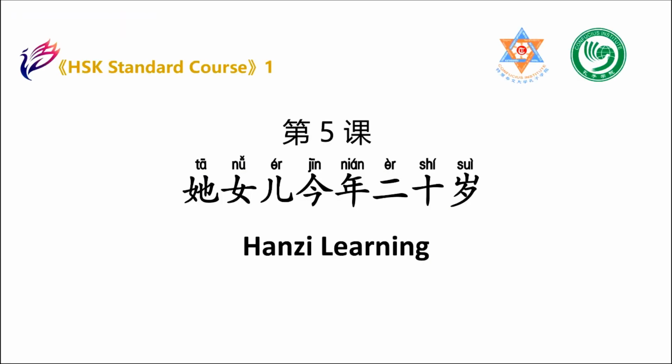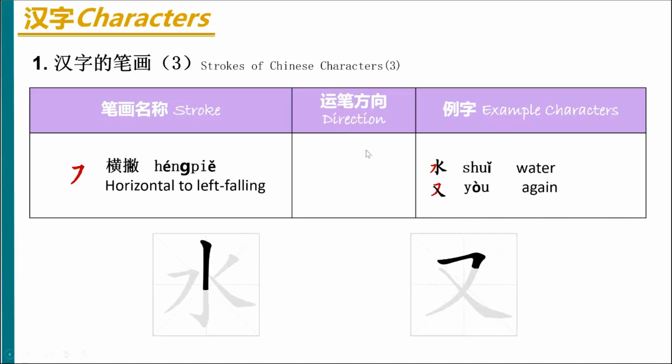第5课 Lesson 5，他女儿今年20岁，汉字 learning. First is the stroke. Today we are gonna learn 2 new strokes, and the first one is this 横撇. We had learned 横, right, this horizontal line, and 撇 we had also learned is left falling. When we put these 2 strokes together, becomes one stroke. It sounds like 横撇. Just simply combine 横 and 撇 together.